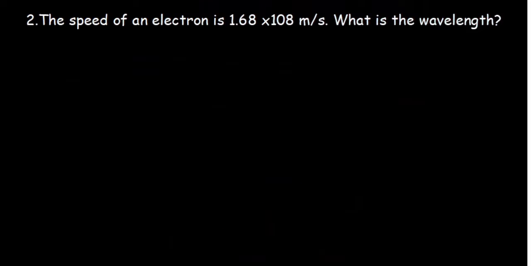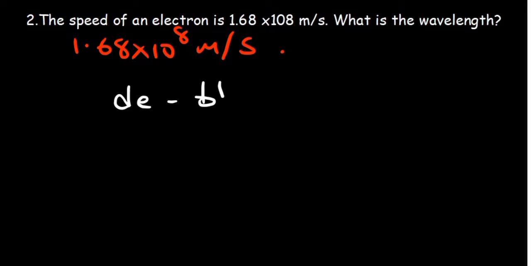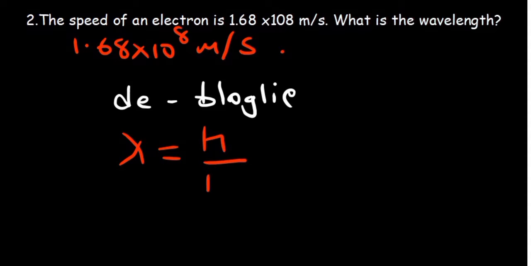The second question: the speed of an electron is about 1.68. Right there, that was supposed to be a power. So it's supposed to be 1.68 by 10 to the power 8 meters per second. So that is the speed of an electron. What is the wavelength? We're asked to find the wavelength given the speed of an electron. This takes us to what we call the de Broglie wavelength. The de Broglie wavelength requires us to understand that wavelength can be given as Planck's constant divided by momentum, where we know that momentum is a product of mass and velocity.